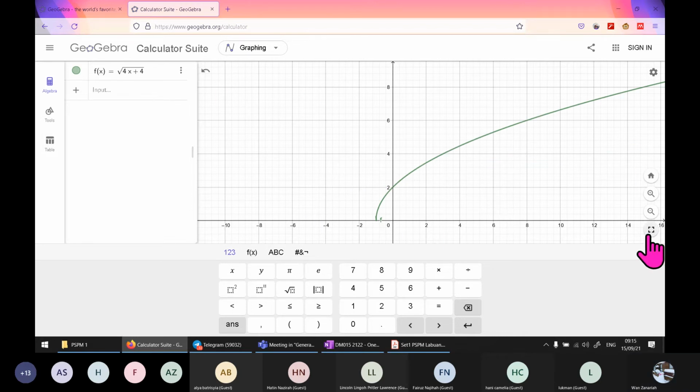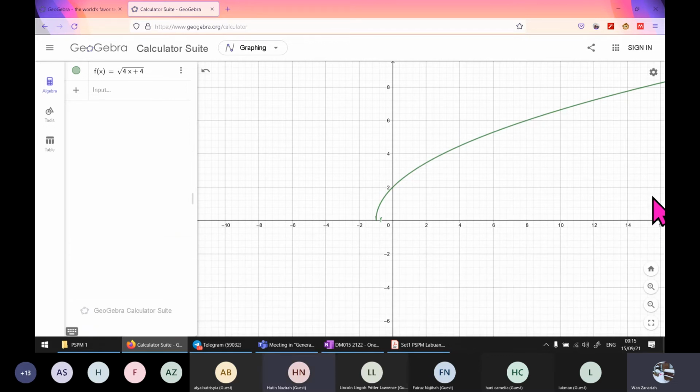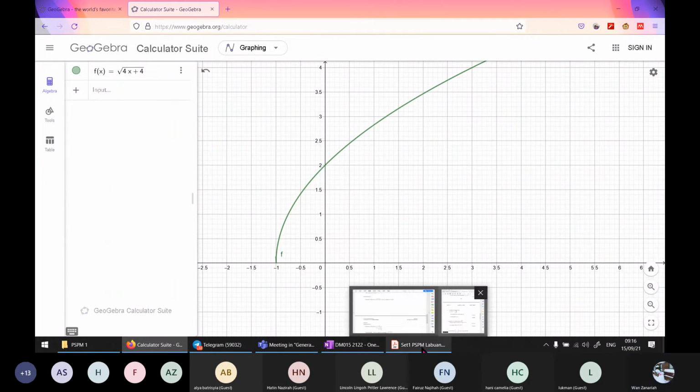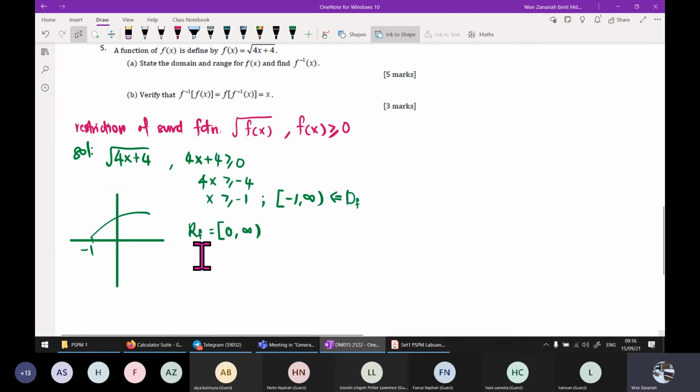Okay, cuba kita type for X plus 4. Sama. Range dia adalah daripada 0 until infinity. Tetapi X dia adalah greater than negative 1. Cuma dia punya intercept tu cut at 2. So I have to be careful.